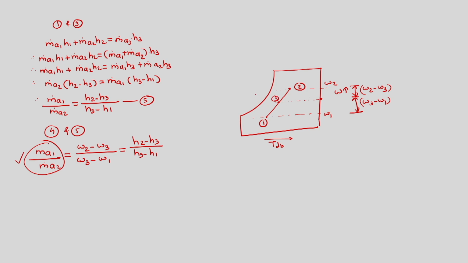Similarly, we know the constant enthalpy line is like this. So here as well we know enthalpy, which is H2, this is H3, this is H1. So this difference is H2 minus H3, and this difference is H3 minus H1. So we can again take the ratio of differences and find out the point where that ratio is equal to the known mass flow rate ratio, and thus we can identify the state 3.